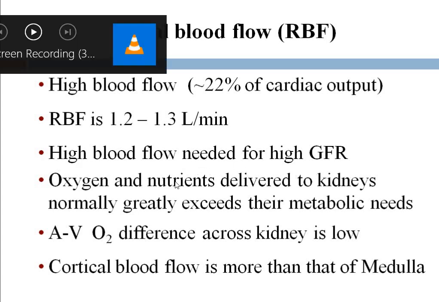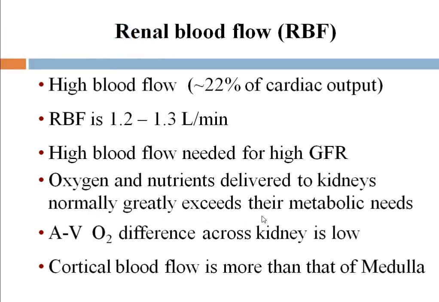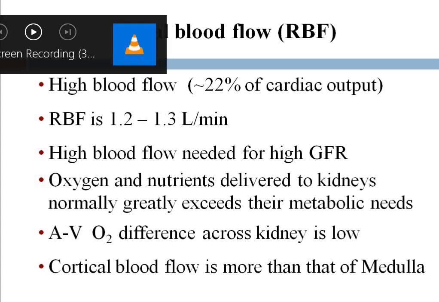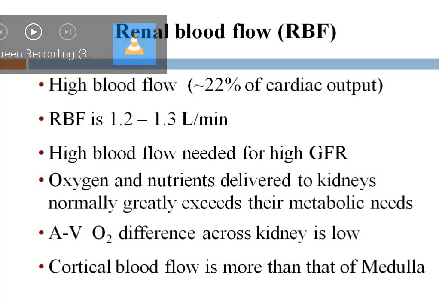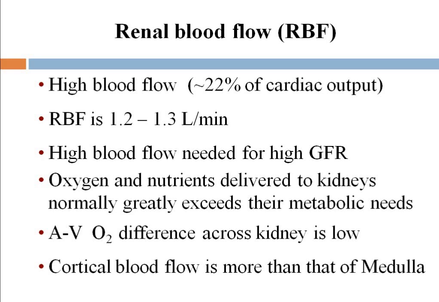The oxygen and nutrients which are delivered to the kidneys normally greatly exceed their metabolic needs. So it's much more, because there's so much blood flow in the kidneys. The amount of nutrients and oxygen being delivered to the kidneys is much more than its basic requirement. Another important thing as far as the kidney is concerned is that the AV oxygen difference across the kidney is very low. You must have seen in various other tissues, there is a lot of difference between the arterial and venous oxygen levels, but here it is very low.